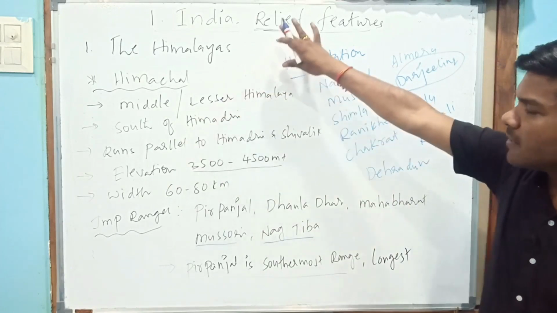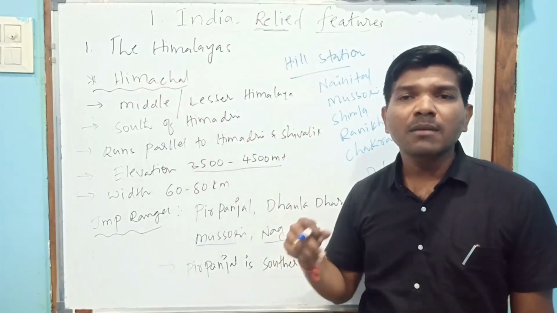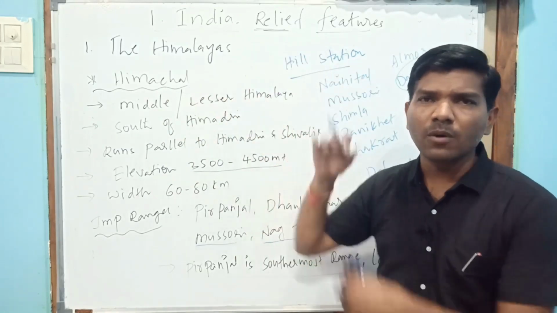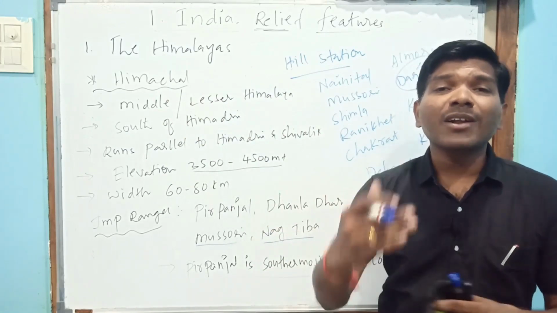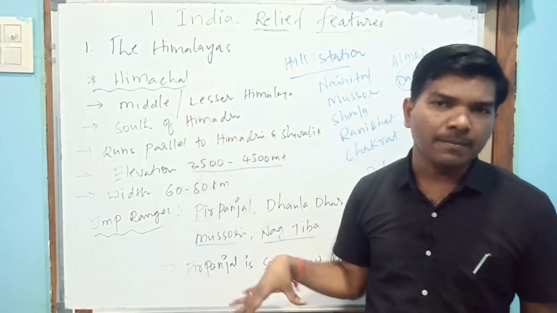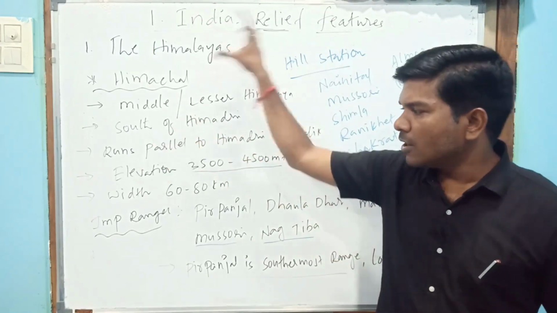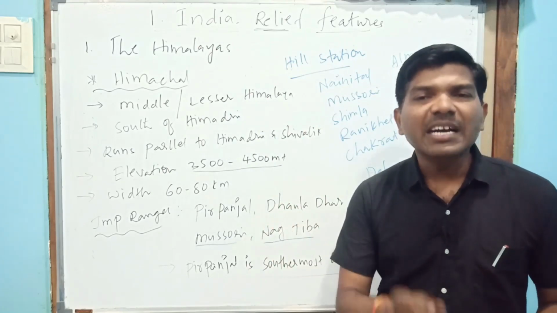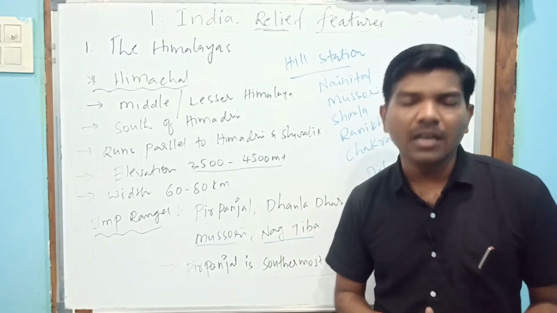Dear students, I hope I explained briefly about Himachal or the Middle Himalayas. These are very friendly to humans and very important to mankind, because we earn a lot of money and foreign exchange through tourism. So this is about Himachal or the Middle Himalayas. The points to remember are the important ranges, and the Kashmir Valley, which is located between the Jaskar and Pir Panjal ranges.